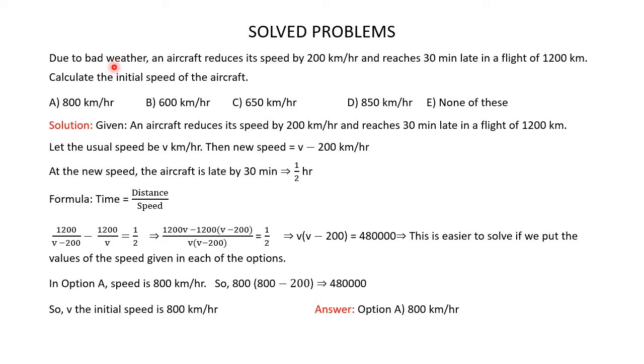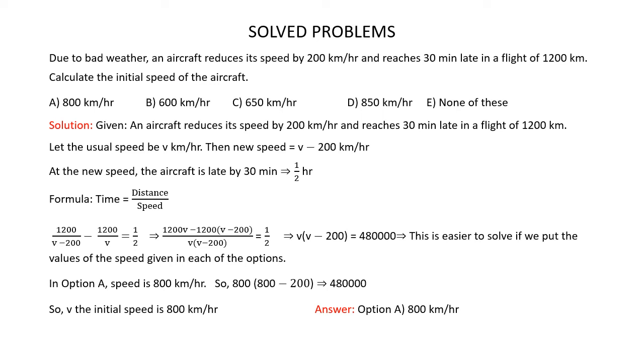Due to bad weather, an aircraft reduces its speed by 200 kilometers per hour and reaches 30 minutes late in a flight of 1200 kilometers. Calculate the initial speed of the aircraft. You are given 5 options here and you have to find out which of these options is the correct one. So here you are asked to calculate the initial speed of the aircraft.